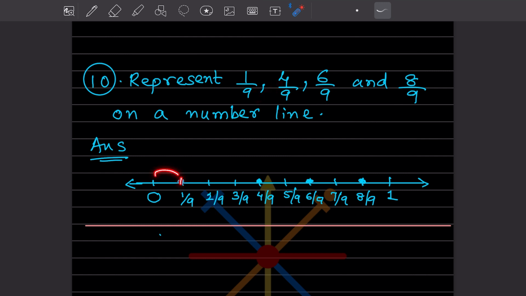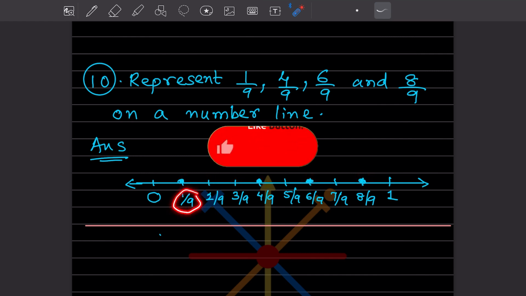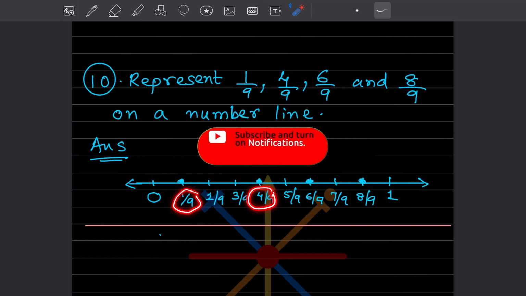So 1, can you see here? 1, 2, 3, 4, 5, 6, 7, 8, and here 9. So 9 divisions. So 1 by 9 means at the first point. 4 by 9 means 1, 2, 3, 4. 6 means this is the 6th point. Then 7, 8, the 8th point. You can put them with a different color as well. The dots, that we are going to represent this one. Or you can also put a circle after putting the dot. Clear?